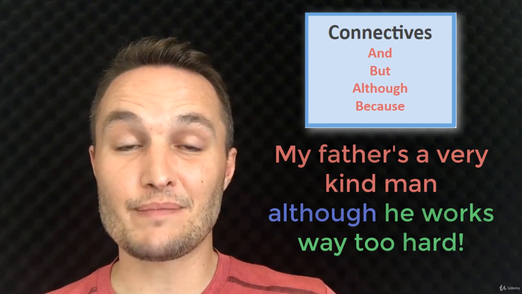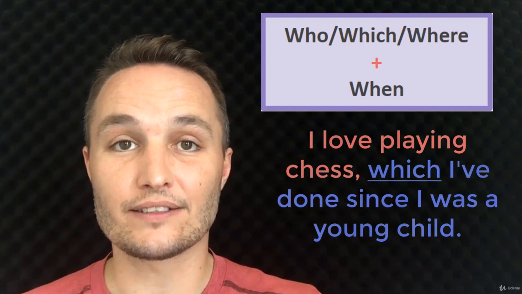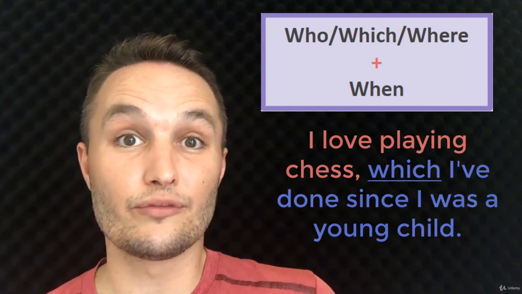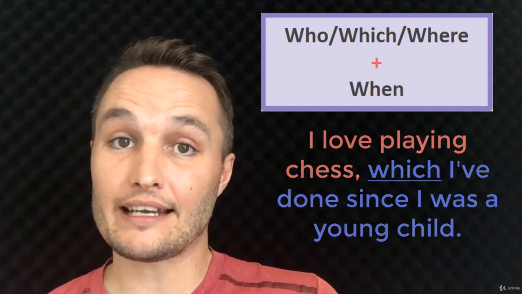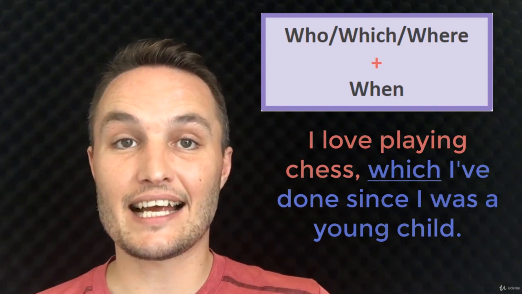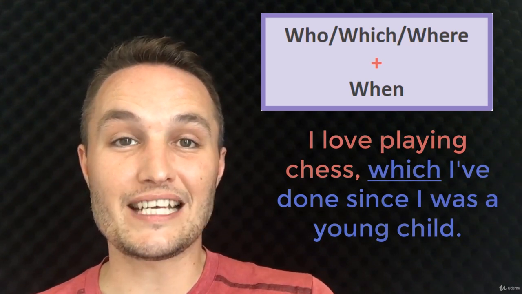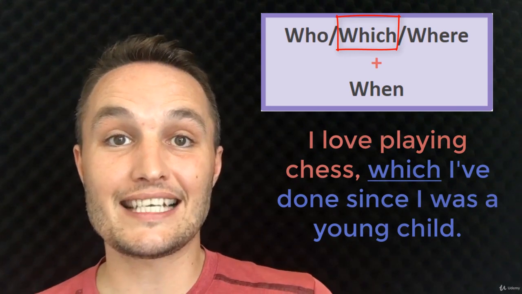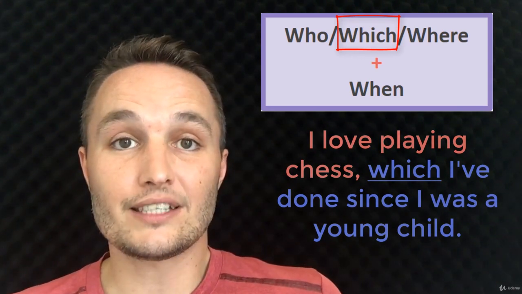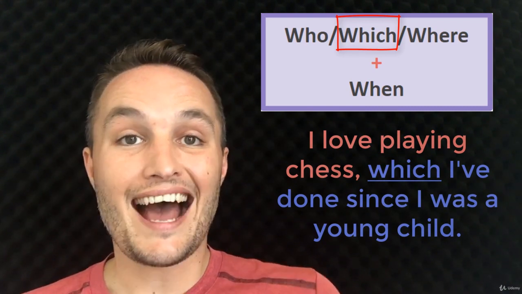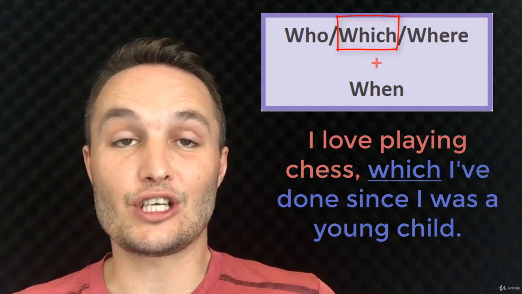Okay, let's check out some examples for complex sentences now. I love playing chess, which I've done since I was a young child. So there we have an opening independent clause. I love playing chess. If we were writing it, we'd add a comma, which I've done since I was a young child. So we can start our dependent clauses with some of these W words too, which I've done since I was a young child. That wouldn't work on its own. That dependent clause really needs the opening independent clause. I love playing chess, which I've done since I was a young child.